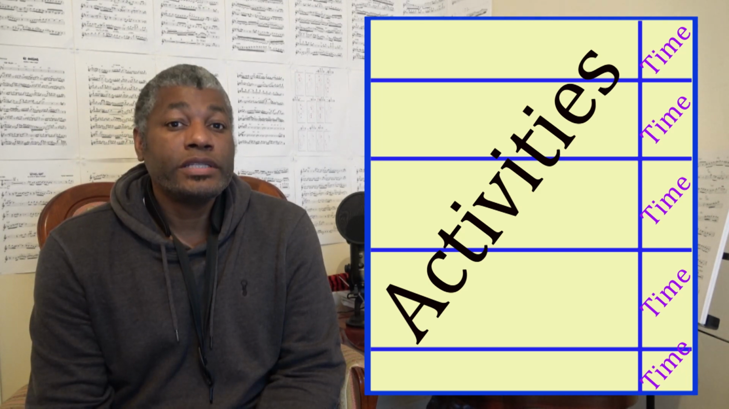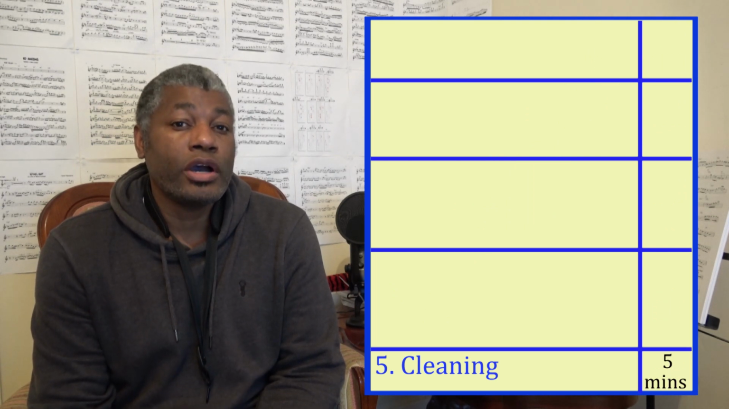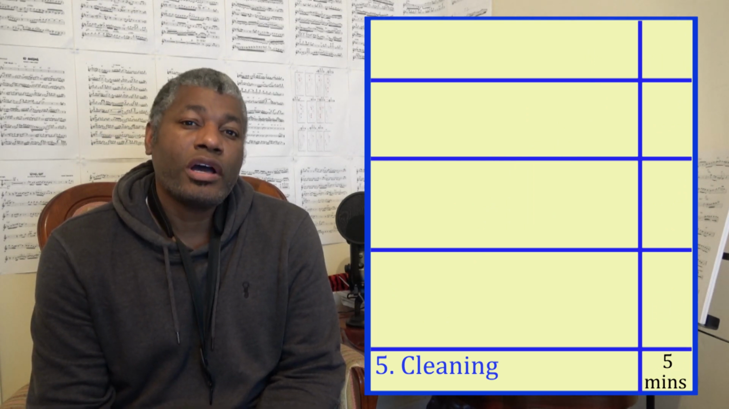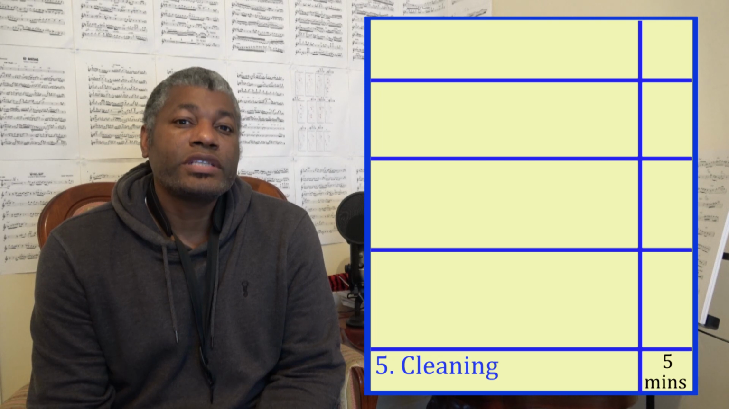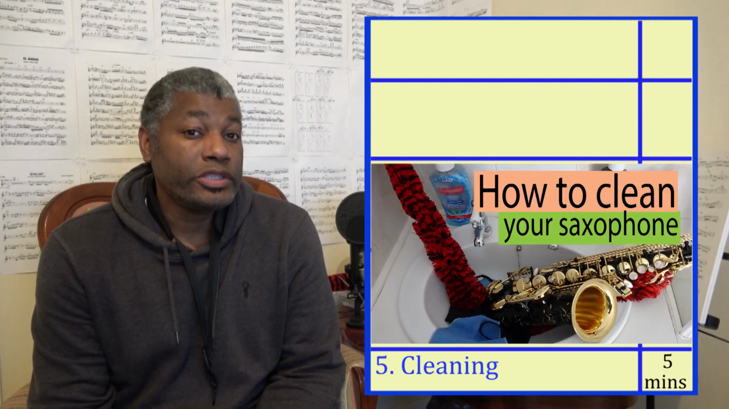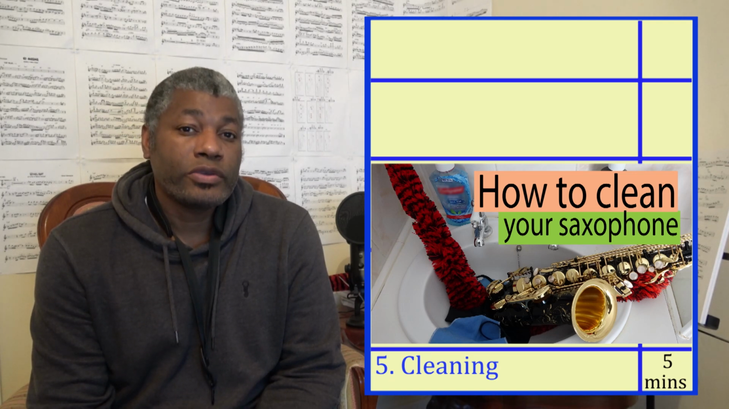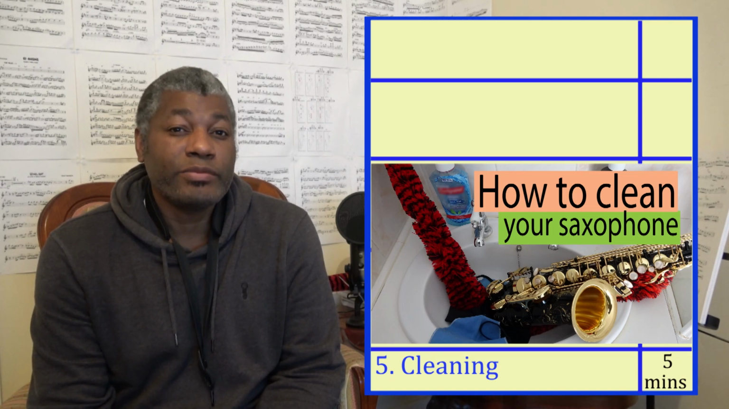We will start by filling in the last section, which consists of cleaning the saxophone. This is something that everybody should do after a practice session and should last about 5 minutes. This leaves us 55 minutes of practice time. Now, if you're not too sure about how to clean your saxophone, I have created a detailed video looking at all aspects of cleaning the saxophone, cleaning the reeds, mouthpiece, etc.